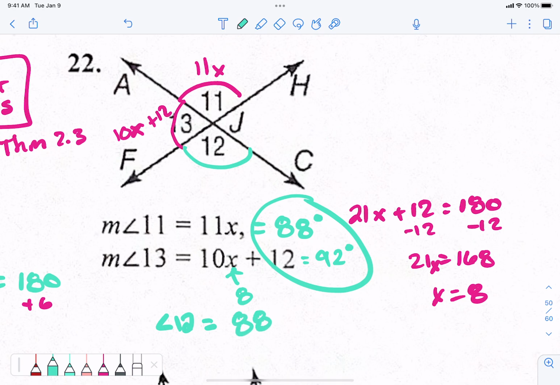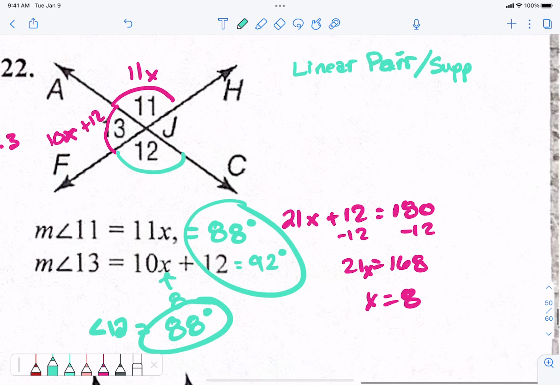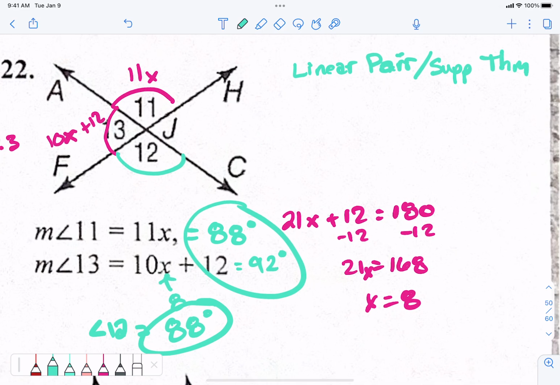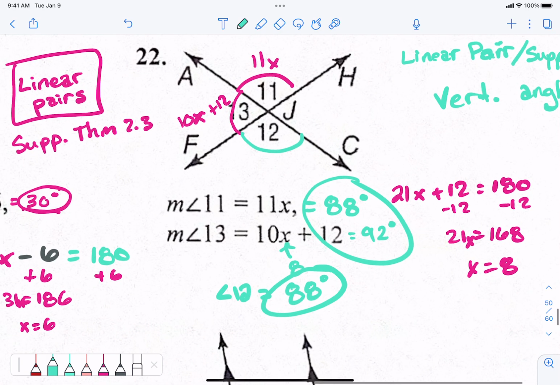Yeah. Okay, so this one has a little bit different stuff. We have the linear pair, supplementary angle or supplement theorem going on, just like before. And vertical angles. Supplement theorem, but we have to add that we did vertical angles. So that was how we got 12. Okay, good?